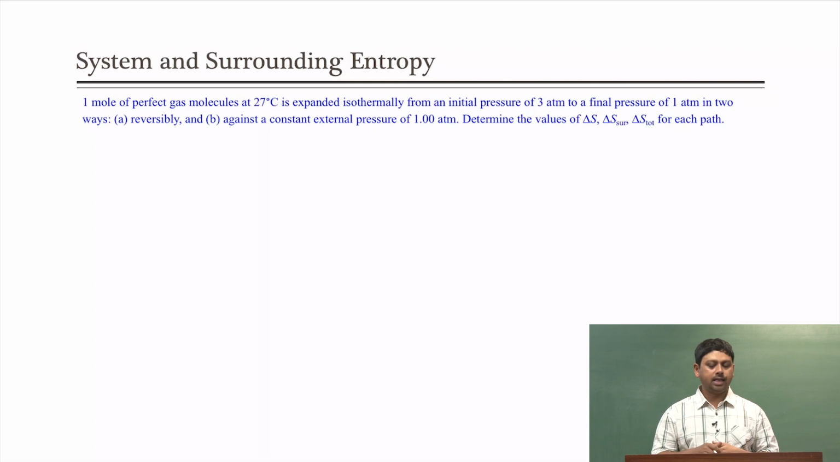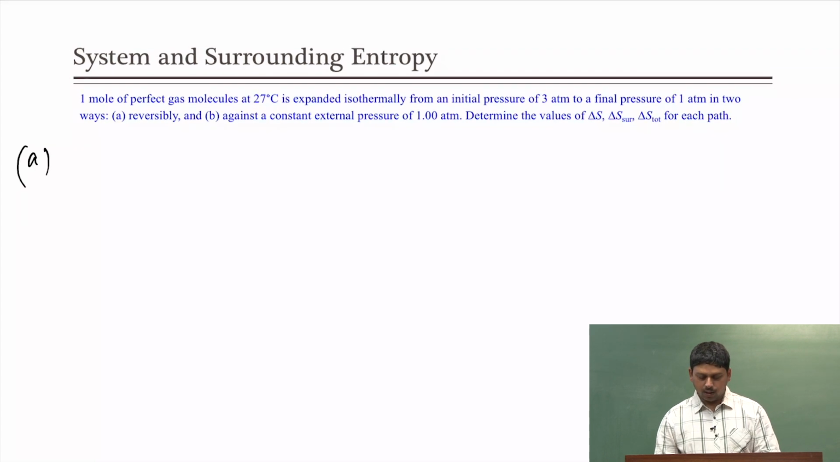Now, again we are going to do one more calculation on system and surroundings to help us understand it a little bit better. 1 mole of perfect gas at 27 degrees centigrade expands isothermally from an initial pressure of 3 atmosphere to a final pressure of 1 atmosphere in 2 ways: reversibly and against a constant external pressure of 1 atmosphere. Calculate ΔS of the system, surroundings, and the total for each path. Okay, so let us do the reversible case.